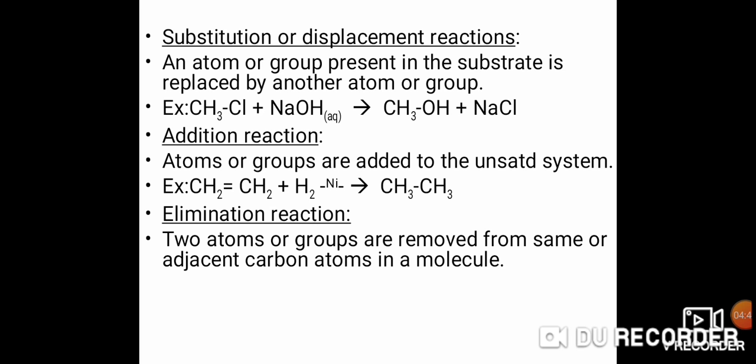The third type of reaction is the elimination reaction. Here, two atoms or groups are removed from the same carbon atom or from adjacent carbon atoms in a molecule. I repeat, two atoms or groups are removed either from the same carbon atom or from different carbon atoms in a molecule.